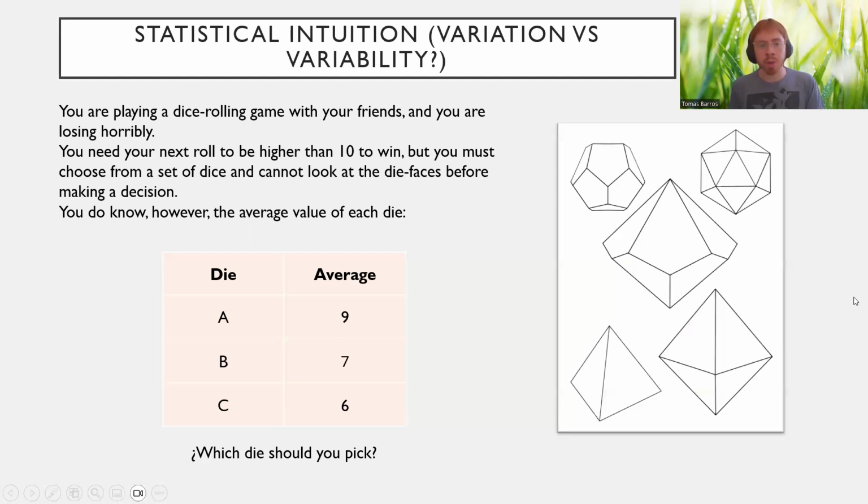And to end here, we have a bit of an interesting question, a statistical intuition question. So you are playing a dice rolling game with your friends, and you are losing just horribly. You need your next roll to be higher than 10 to win, but you must choose from a set of dice and cannot look at the die faces before making a decision. You do know, however, the average value of each die. So this is a classic contrived example just to prove a point with statistics.